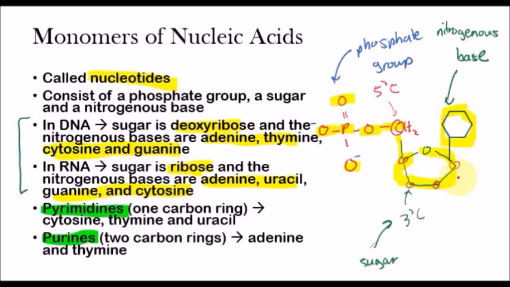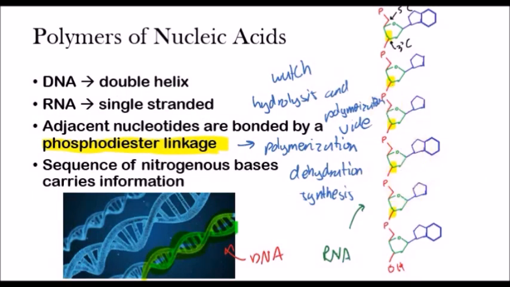This is called the 1' carbon. This is called the 2' carbon. This is called the 3' carbon. I've already labeled it. This is called the 4' carbon, and this is called the 5' carbon. So if you look here, you can also determine it here. In this structure right here, you have 1, 2, 3, 4, 5. Also here, if you look carefully, 1, 2, 3, 4, 5.